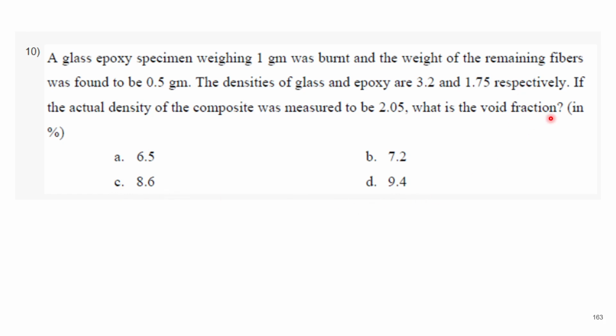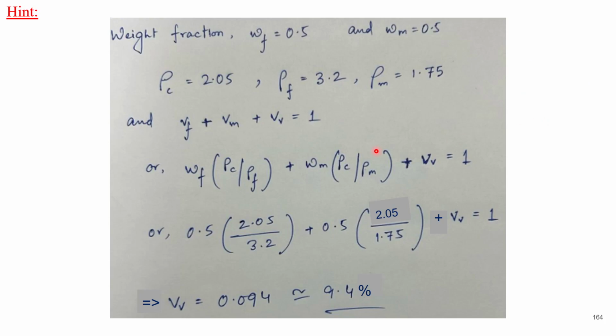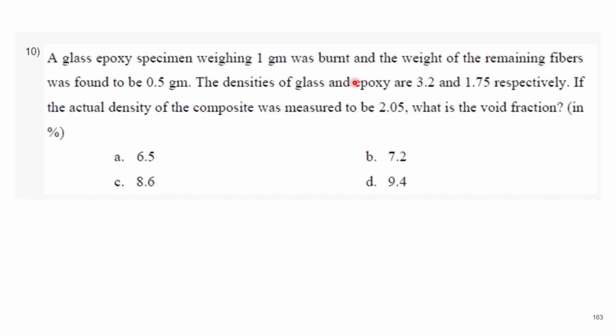What is the void fraction? So here we are basically considering the void fraction. Okay. Weight fraction Wf equal to 0.5 and Wm is equal to 0.5. So for matrix it is 0.5, and for fiber also weight fraction is 0.5. Rho c is equal to 2.05, which is given in the question. Rho f equal to 3.2 and rho m equal to 1.75.